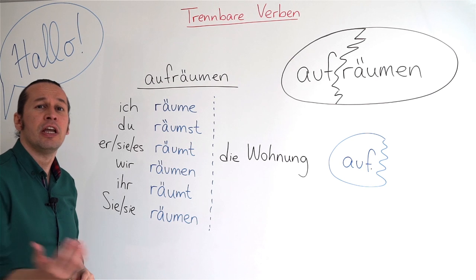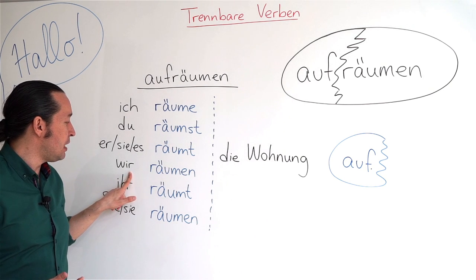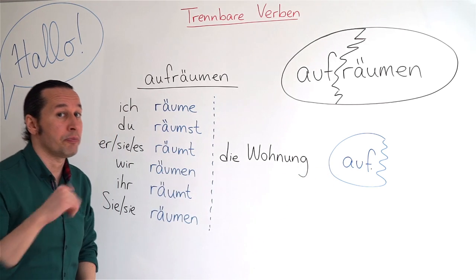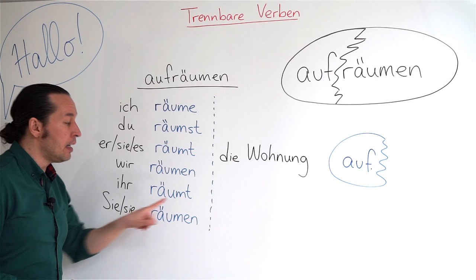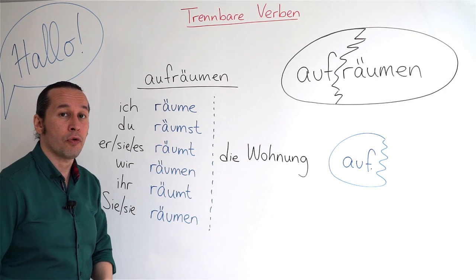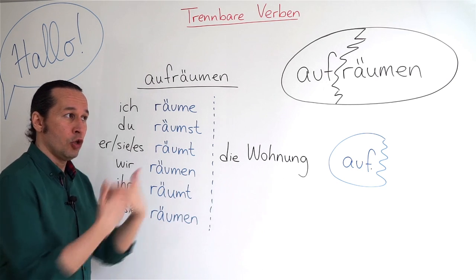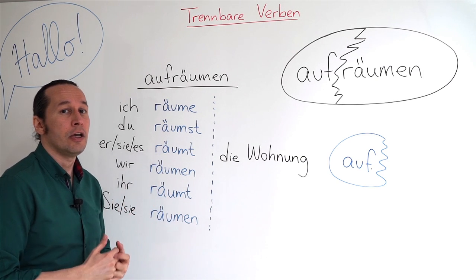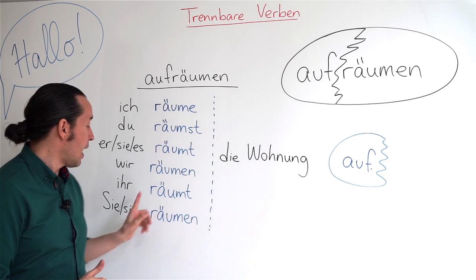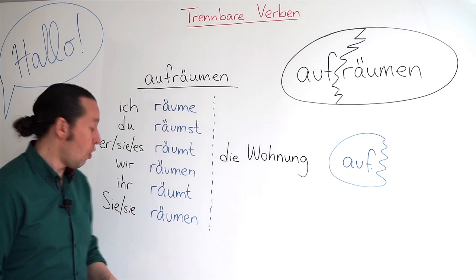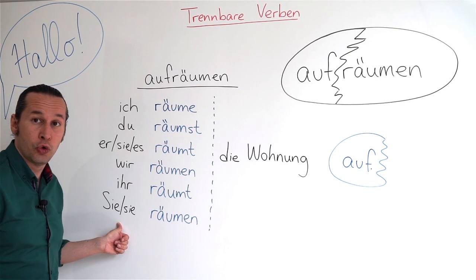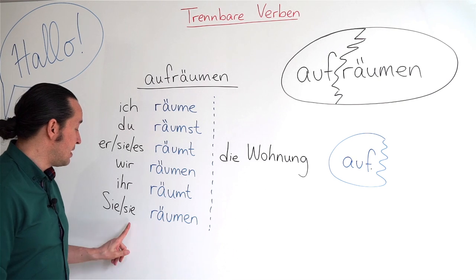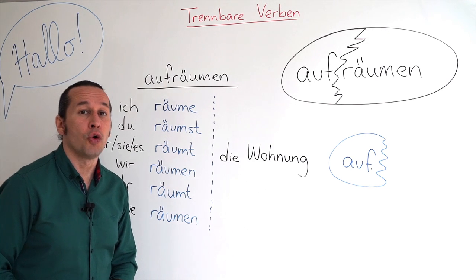If I mention we, then this will be wir räumen die Wohnung auf. We need to put the prefix auf. Ihr räumt die Wohnung auf. If it's a group of people, okay, to whom I say you are tidying the house, I'll say then ihr räumt die Wohnung auf. If it's a polite version to say you, I say sie räumen die Wohnung auf. For they, this will be then sie räumen die Wohnung auf.